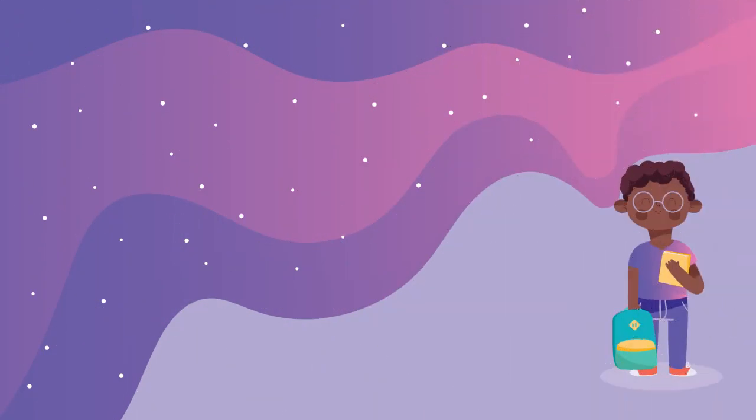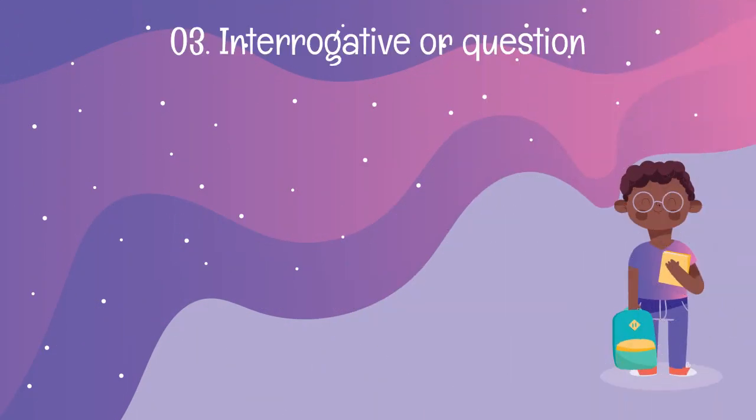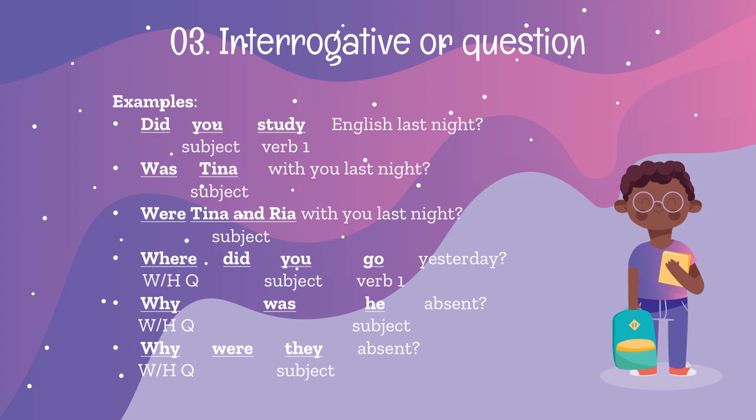Let's take a look at the examples. When you use did, you are going to ask a yes/no question. Did you study English last night? Use did, and then subject, study, that's verb 1, you do not change the verb. English last night. Did you study English last night?